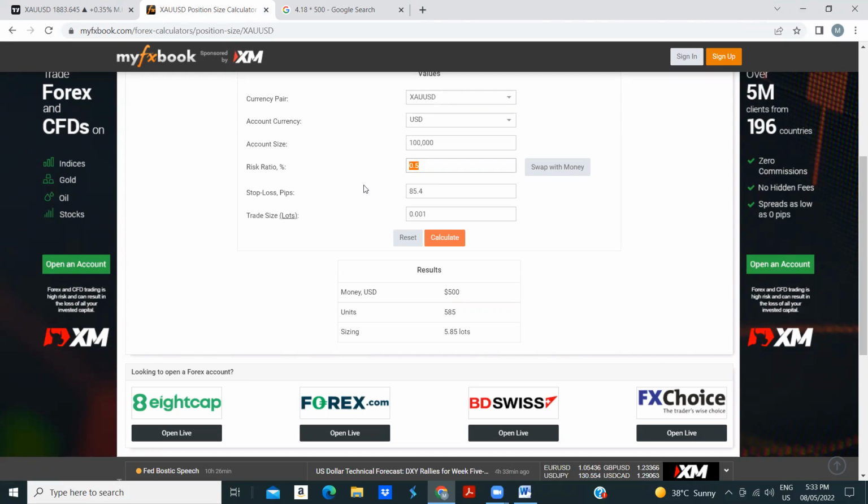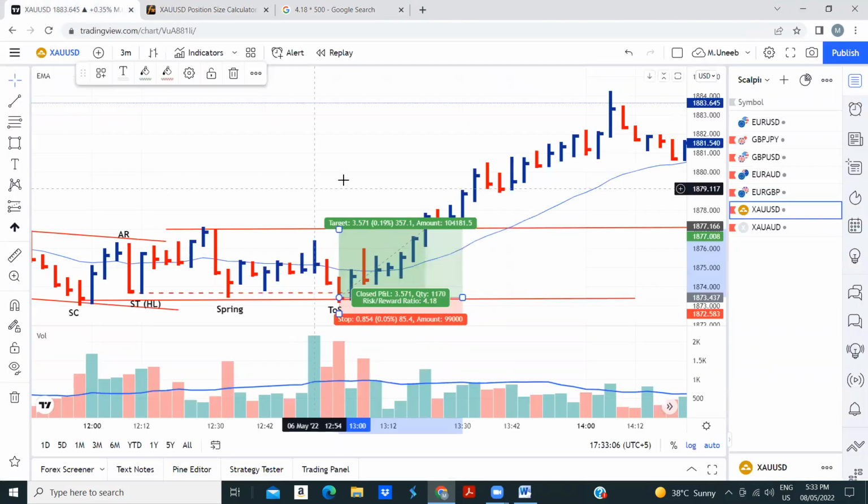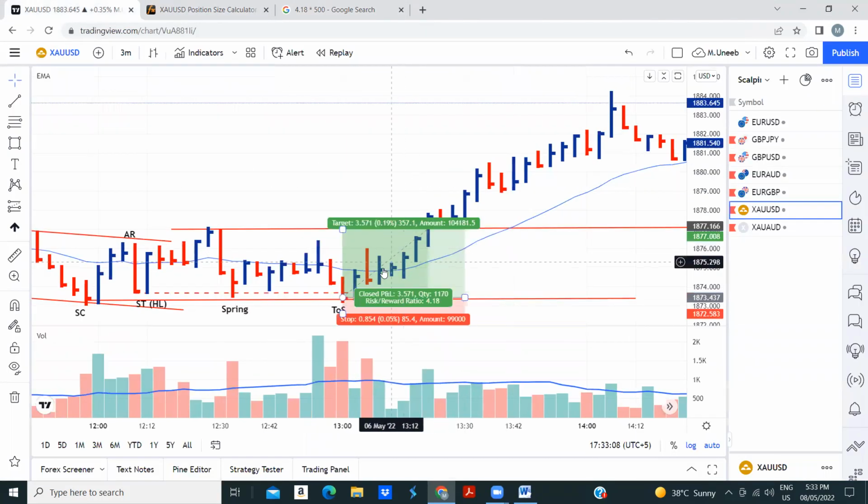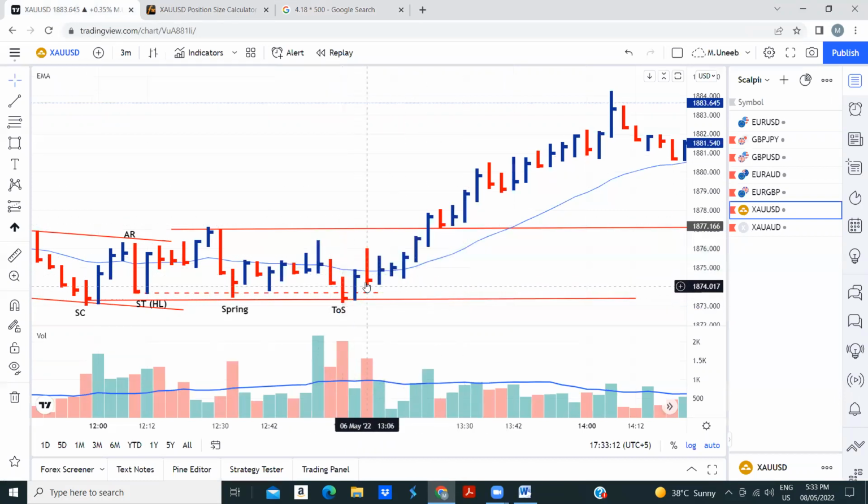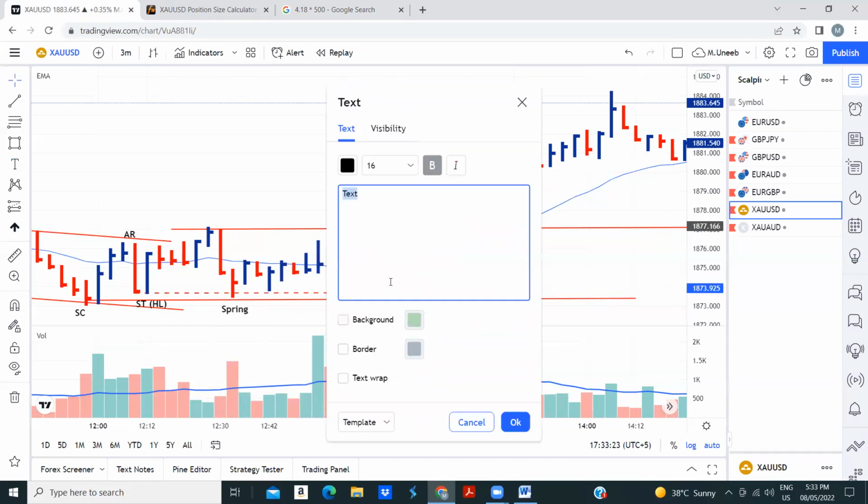Yeah, all good. Okay, all right. And here, what do we see after the test of spring? We went up here, okay? Test of spring, what do we see here, this one? Effort versus no result bar, a similar length bar, but huge volume, effort versus no result. We call this LPS, last point of support.